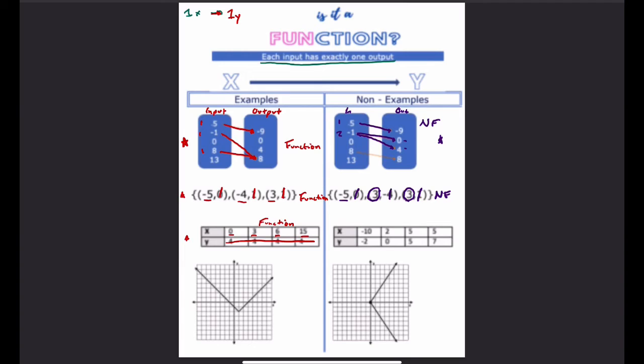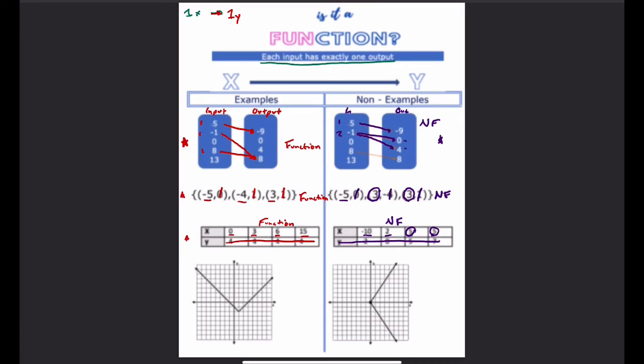A table. Y's at the bottom. Some may be on the top. You just have to make sure to pay attention to which one is our input and output. X is our input, Y is our output, and see if our x's repeat. We have -10, 2, 5, and 5. These 2 5's repeat, so this one is not a function.